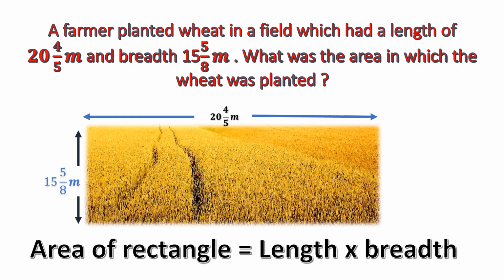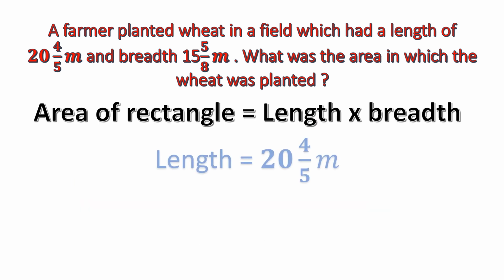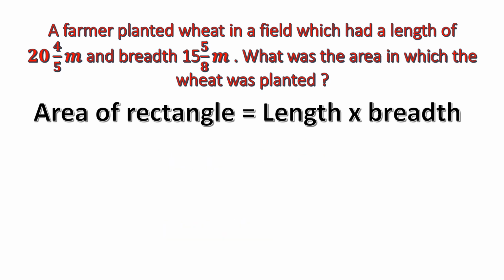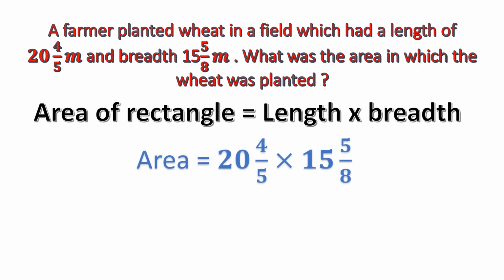So area of a rectangle, as this field seems to be a rectangle and the length and breadth is only given, so we can assume that it is a rectangle. And how to find out the area of a rectangle? Its length multiplied by breadth. So the length is given as 24 by 5 meter. Breadth is given as 15 by 8 meter. We have to find out the area. So we can just write area equal to 24 by 5 multiplied by 15 by 8.